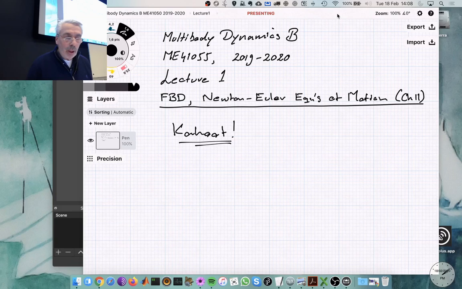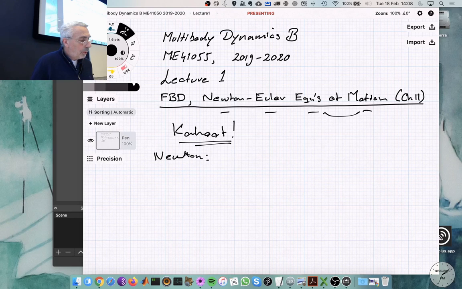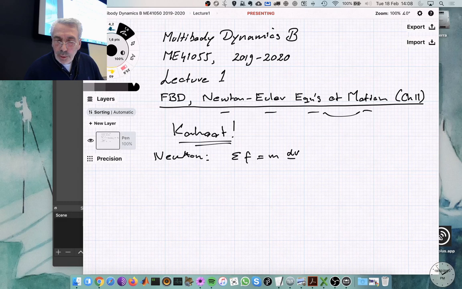Okay, contents of today: free body diagram and Newton-Euler equations. So let's dissect the title, right? Newton, Euler, equations of motion, they sort of go together. Let's first start with the Newton part. What do we know about Newton? Well, we know that finally he came down with an equation like the sum of the forces equals the mass times the, you would say acceleration, but I have a preference for saying the change of speed. Because in a nutshell, that is what he invented.